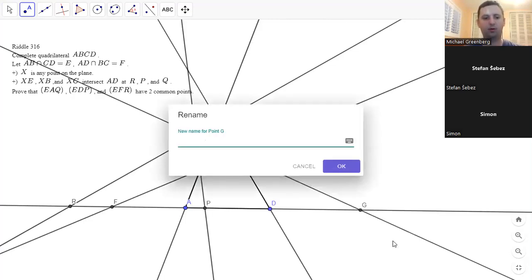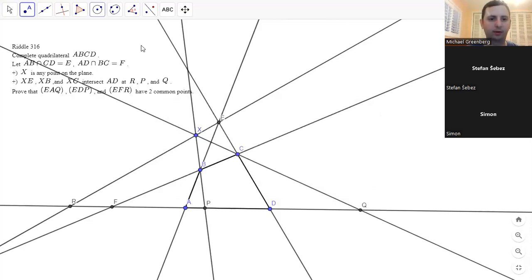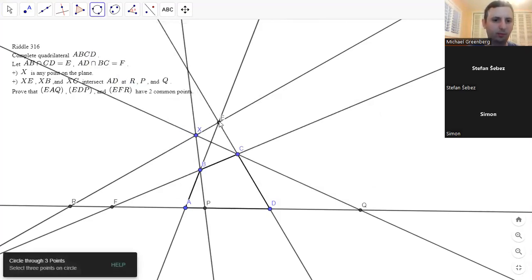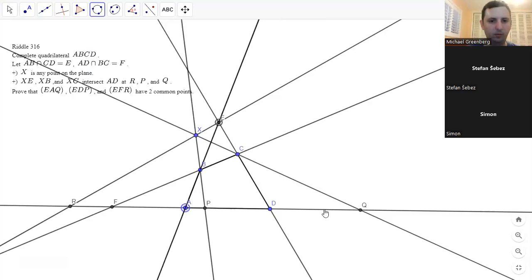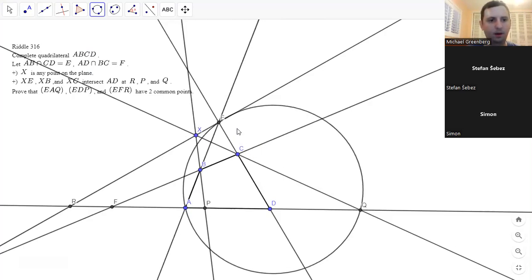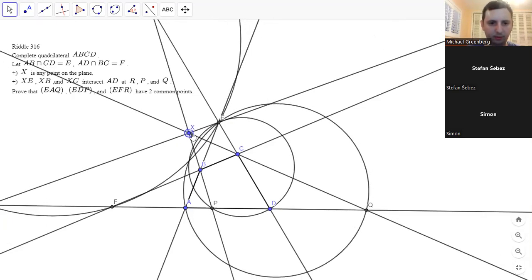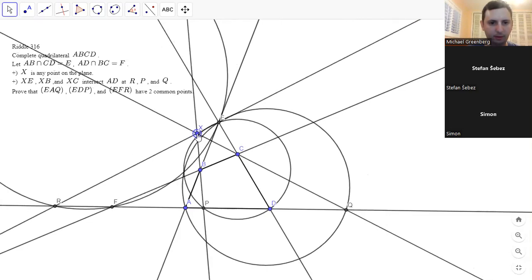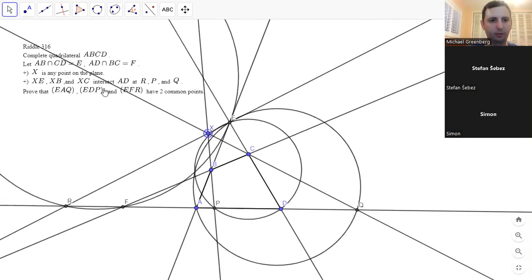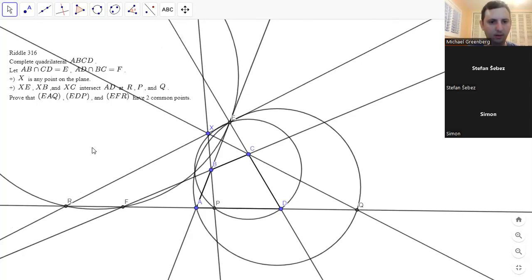And let's draw all those circles that they say. So I'm just going to check that the problem's right, and then I will make it look nicer. So EAQ, EDP, and EFR. Yes, so it looks like the problem's right. Okay, so let me make things look nicer. Almost looks kind of like, I don't know if it's a Poncelet point or something, so we'll see.